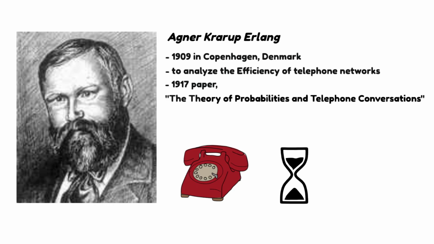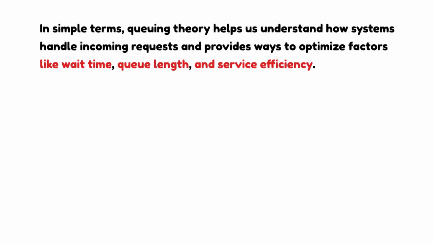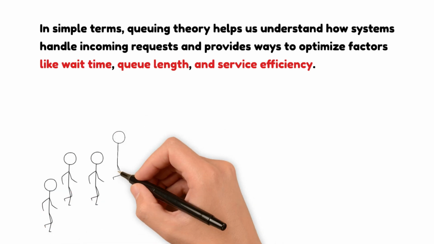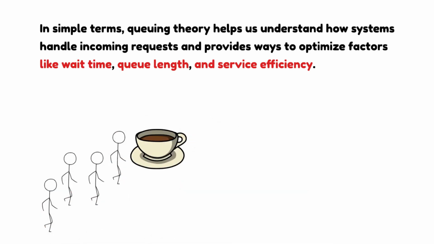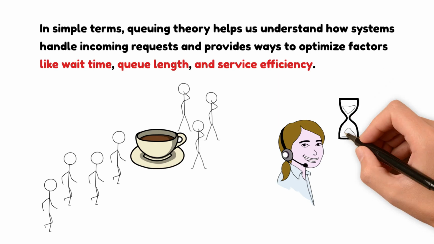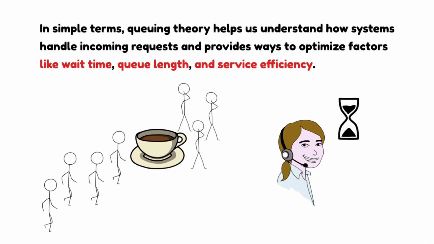In simple terms, queuing theory helps us understand how systems handle incoming requests and provides ways to optimize factors like wait time, queue length, and service efficiency. For instance, think of the line at a coffee shop. Queuing theory can help determine the ideal number of baristas needed to serve customers efficiently. Another example is in call centers, where queuing theory is used to minimize wait times and determine the necessary number of operators.